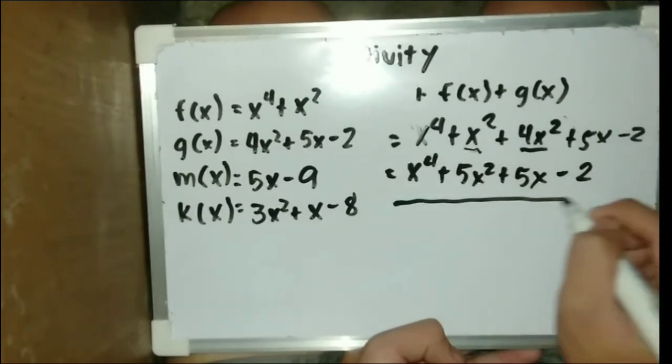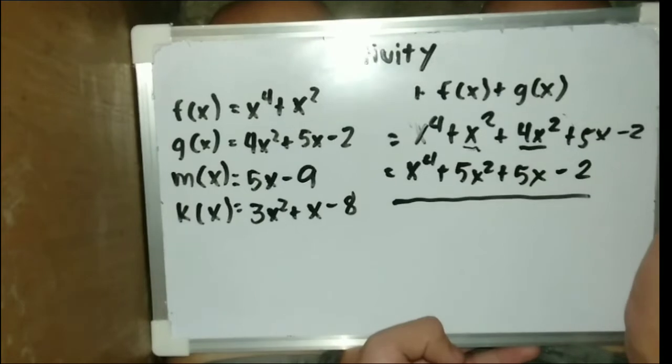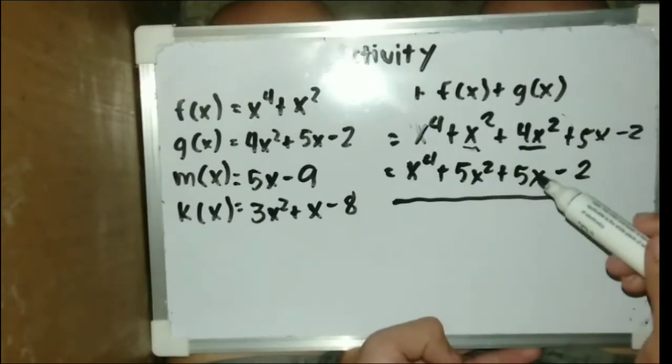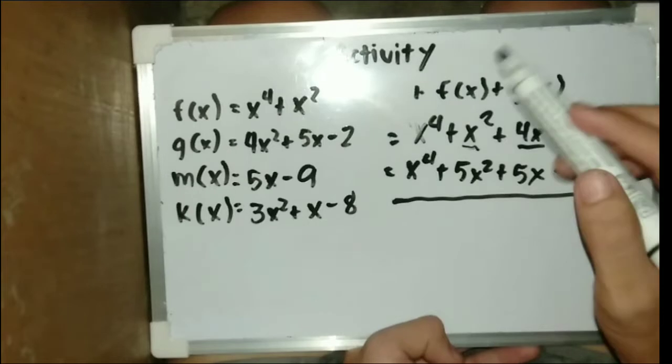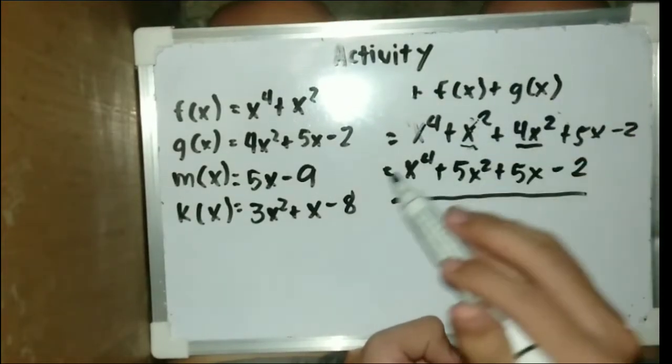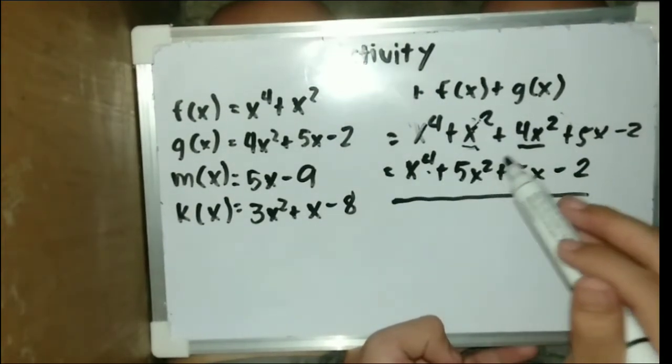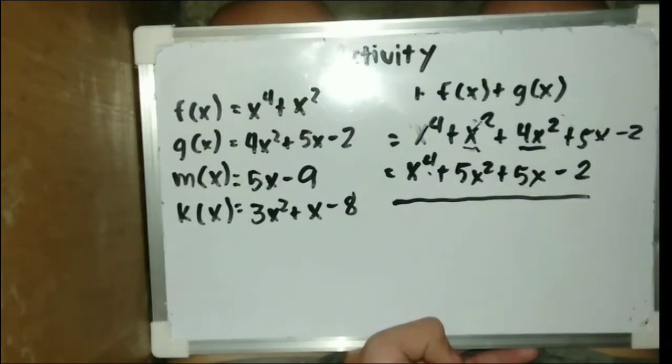So, ang final answer natin sa number 1 is x raised to the 4th power plus 5x squared plus 5x minus 2. So, f of x plus g of x is equals to x raised to the 4th power plus 5x squared plus 5x minus 2.